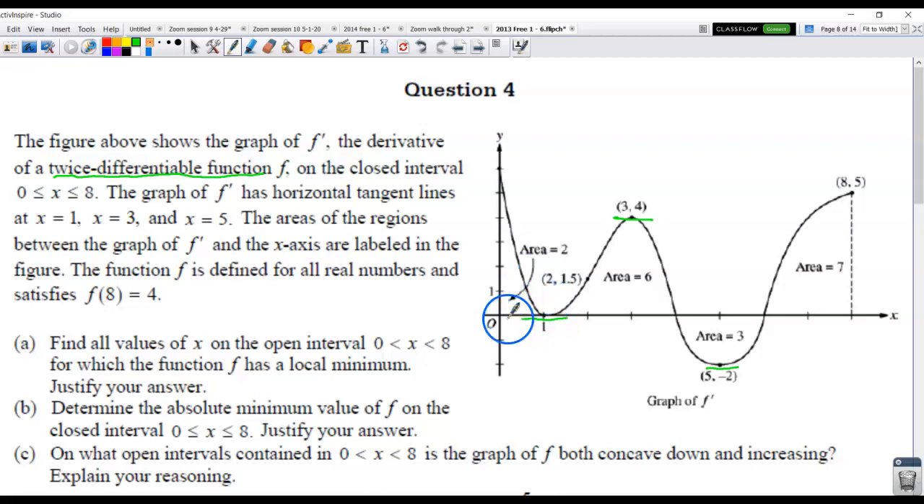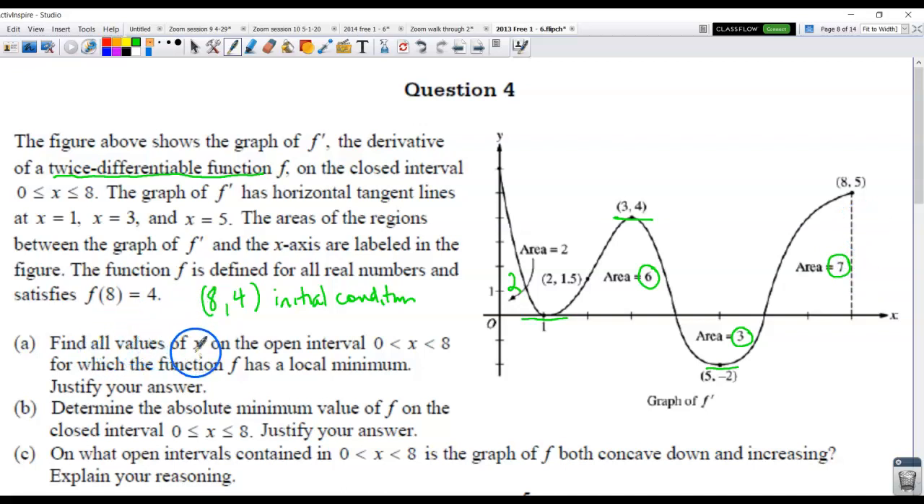The function f is defined for all real numbers, and it satisfies the initial condition that when x is 8, y is 4. So there is an initial condition that we will probably use at some point within this problem. And they're telling us that the area of this region is 2, the area of this region is 6, the area is 3, and the area is 7. So they've already calculated the areas for us.